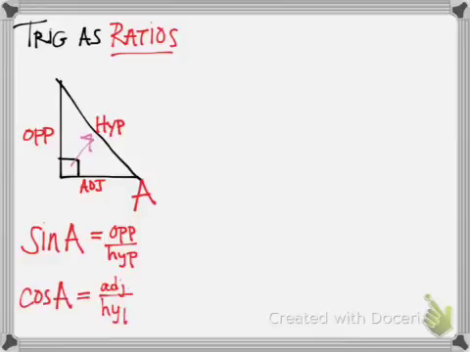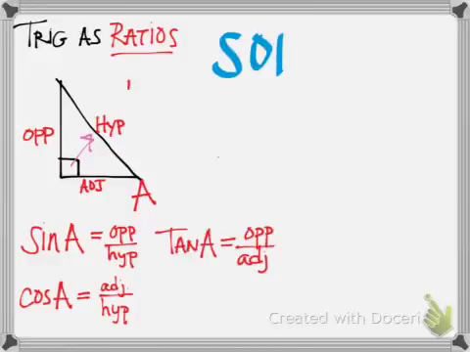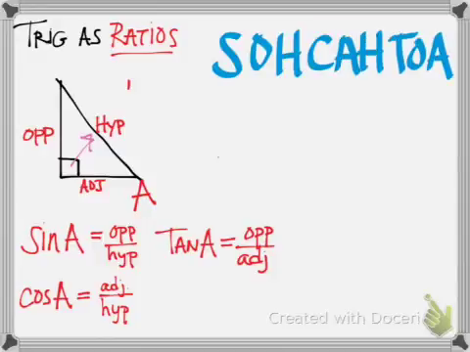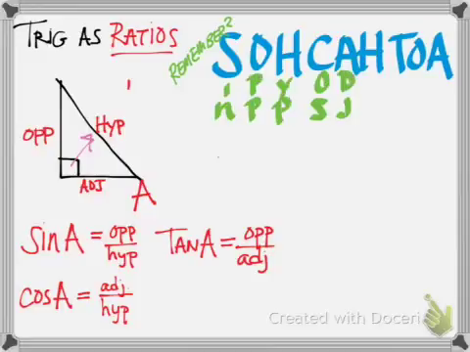My cosine of A is adjacent over hypotenuse, and we're not going to talk a lot about it today, but we also have tangent of A, which is opposite over adjacent. And if you have trouble remembering that, you can remember the acronym SOHCAHTOA. That is a mnemonic, a way to remember sine, cosine, and tangent, if you ever get it confused.